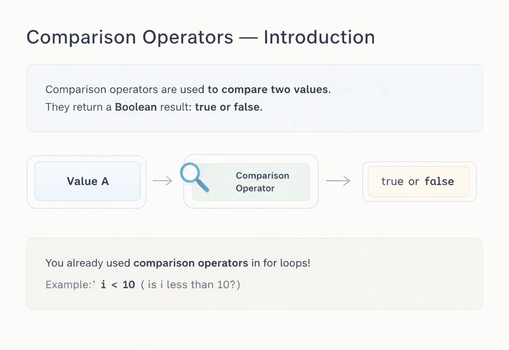Here's something interesting. You've actually already used a comparison operator without maybe realizing it. Remember when we wrote for loops? Inside the for loop condition, we wrote something like i less than 10. That less than sign is a comparison operator. It's asking the question, is i currently less than 10? If yes, the result is true and the loop continues. If no, the result is false and the loop stops. We'll go deeper into comparison operators in the next part of the series.